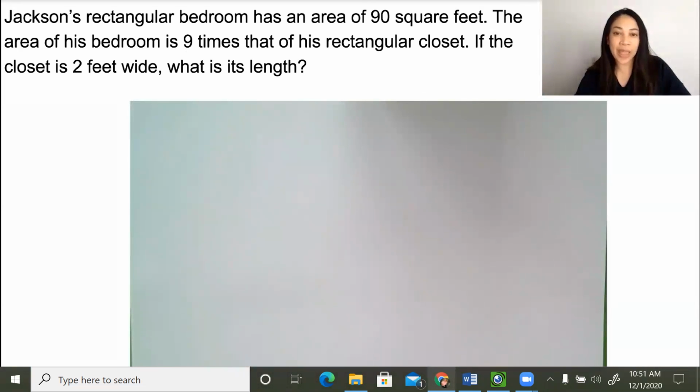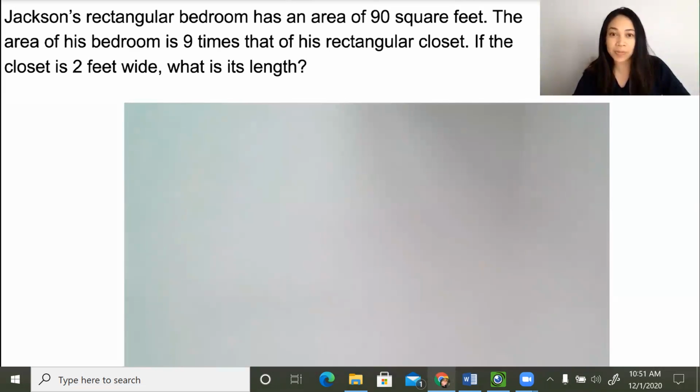Jackson's rectangular bedroom has an area of 90 square feet. The area of his bedroom is 9 times that of his rectangular closet. If the closet is 2 feet wide, what is its length? Again, let's start thinking about the information that we know. What information do we know from this word problem? We know that his bedroom is the shape of a rectangle, and its area equals 90 square feet. We also know that the area of his bedroom is 9 times that of his closet. Lastly, we also know that the closet is 2 feet wide.